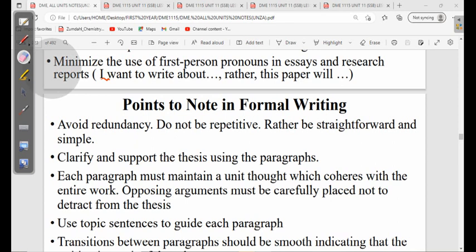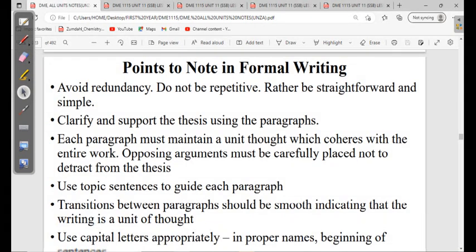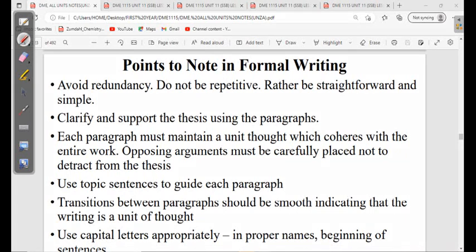Also, avoid redundancy. Do not be repetitive. So you're just bringing the same word again and again. So you're just repeating your point. You put it in this sentence, you write another sentence with the same meaning as the previous one, but you're just changing somewhere. So don't be redundant as you write. So just be direct to the point.